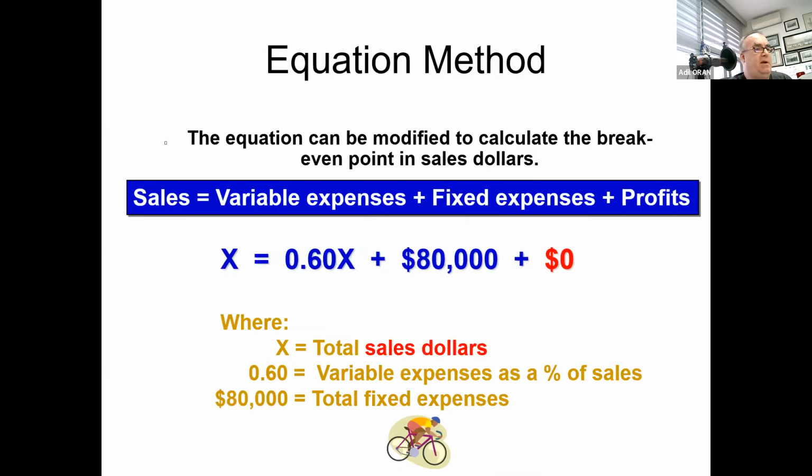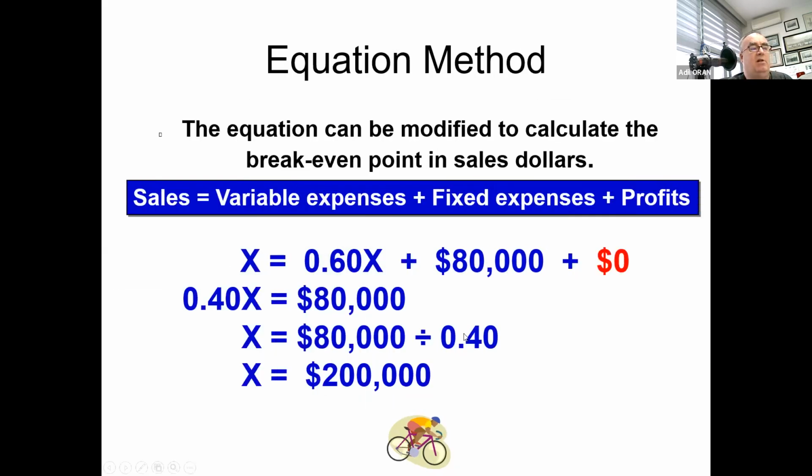What mistake did I make? Yes, break-even point in sales dollars. And yes, solving for X in that case, $200,000 of sales would give you your break-even point. So yes, basically fixed expenses divided by the contribution margin ratio. So that would be a shortcut to doing this.